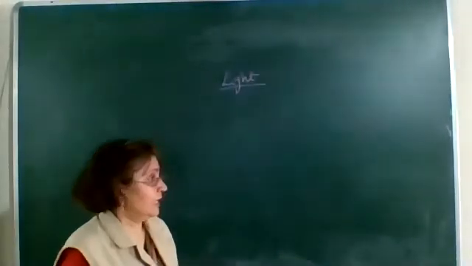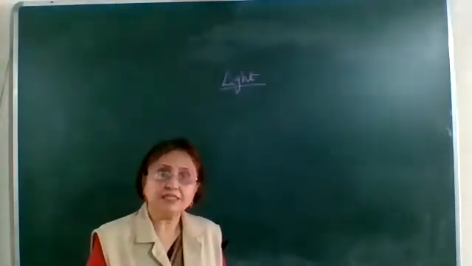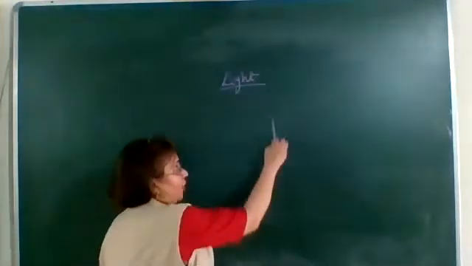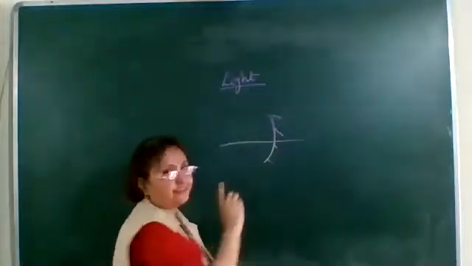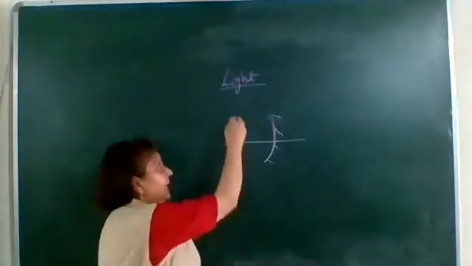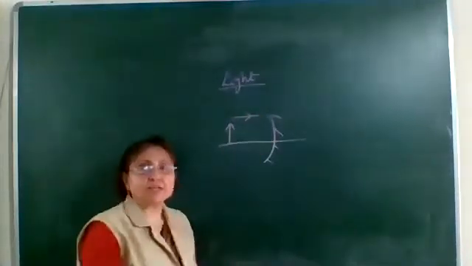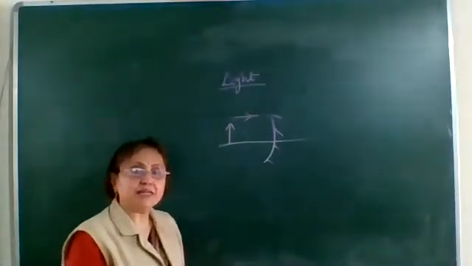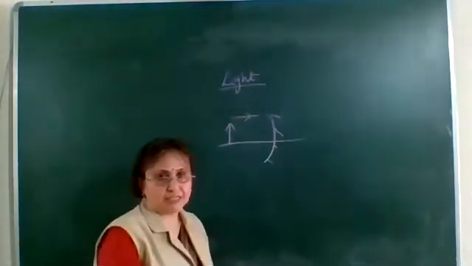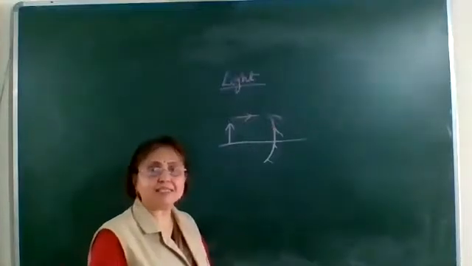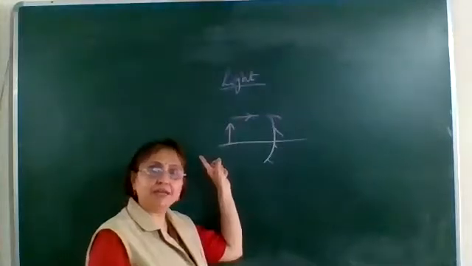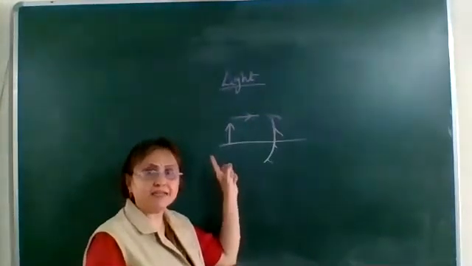Okay, so in the previous class we have studied the sign conventions. The object is always placed to the left of the mirror, and the direction towards the right is the direction of the incident light. All distances measured along the direction of incident light, that is along the positive x-axis, are taken as positive. Distances measured along the negative x-axis are taken as negative.